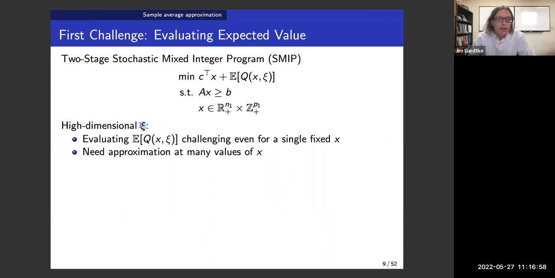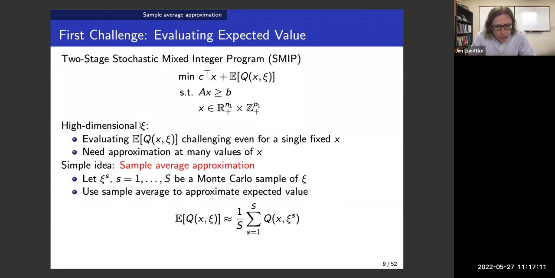And then the other challenge is that that's just for a single fixed x, right? But really, we're going to be optimizing over different possible values of x. And so we need a way to approximate this over many different values of x. So the very simple idea, a natural generalization of Monte Carlo estimation, is you just take a Monte Carlo sample of your random vector C. So C^s is a sample for the whole vector of all the outcomes jointly, for all the different scenarios, 1 up to capital S, the number of scenarios that we've created in this sample. And then where you have this expected value showing up, you just replace that with a sample average over this finite set of scenarios.